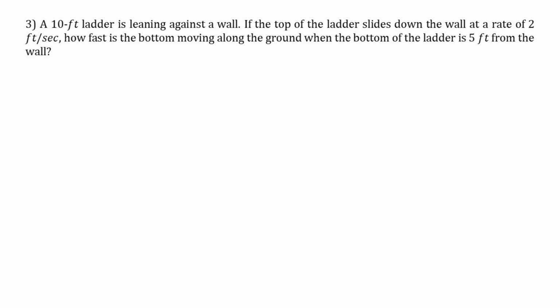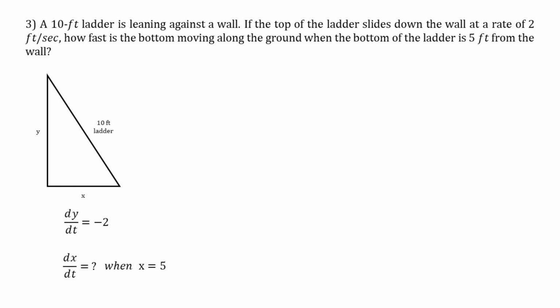Number 3. A 10-foot ladder is leaning against a wall. If the top of the ladder slides down the wall at the rate of 2 feet per second, how fast is the bottom moving along the ground when the bottom of the ladder is 5 feet from the wall?